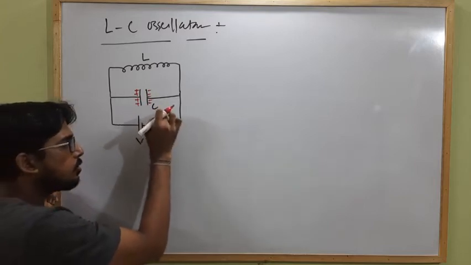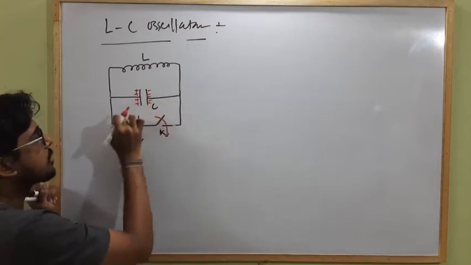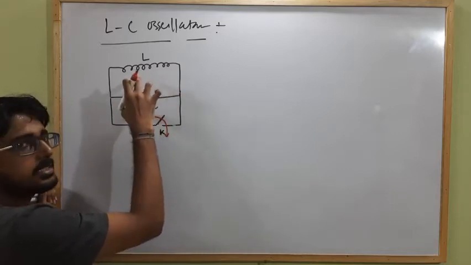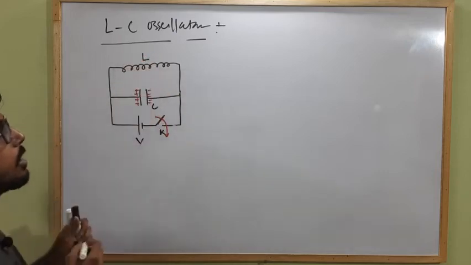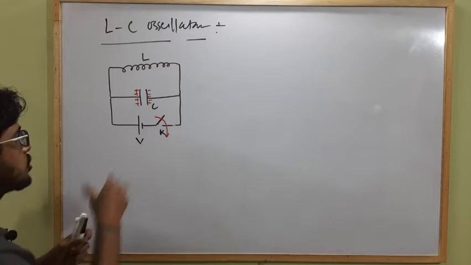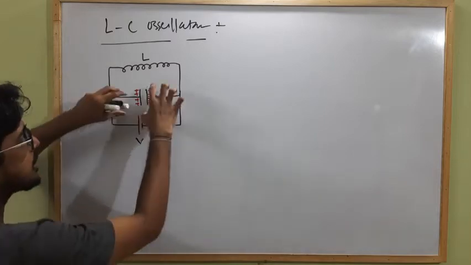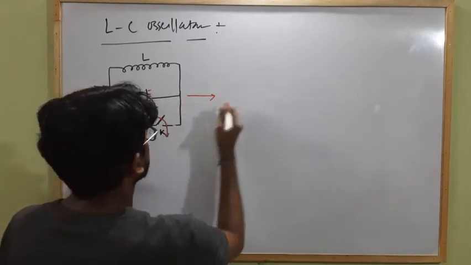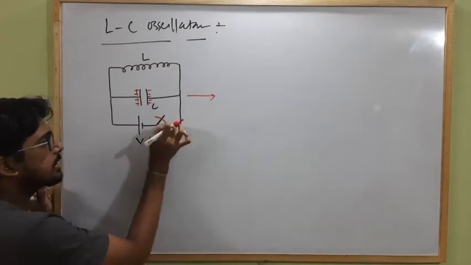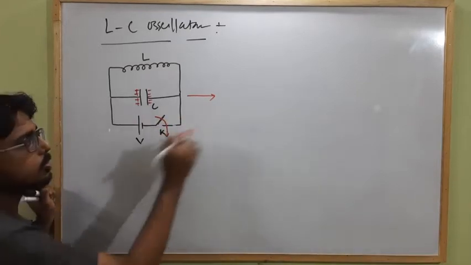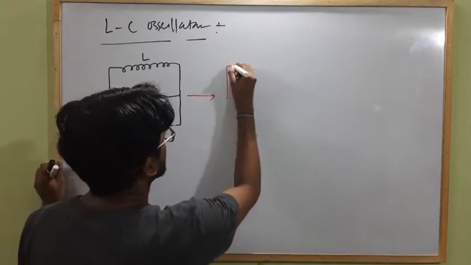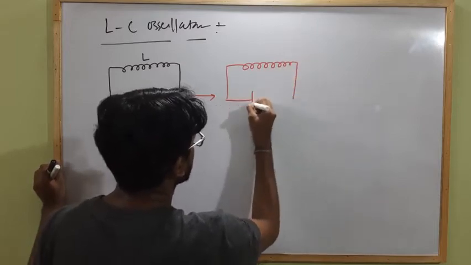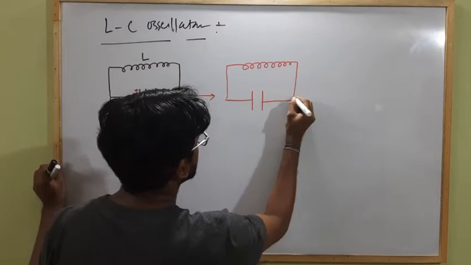And as soon as I close the key, the current starts flowing, and due to the flow of current the capacitor accumulates some charge across it, or the capacitor gets charged, but due to self-inductance there will be no current flowing through the inductor. Clear? So this is the condition when the capacitor gets charged. Now after some instant I open the key again. So what will be the condition now? There is no current flowing through the inductor due to self-induction, and the capacitor gets fully charged.